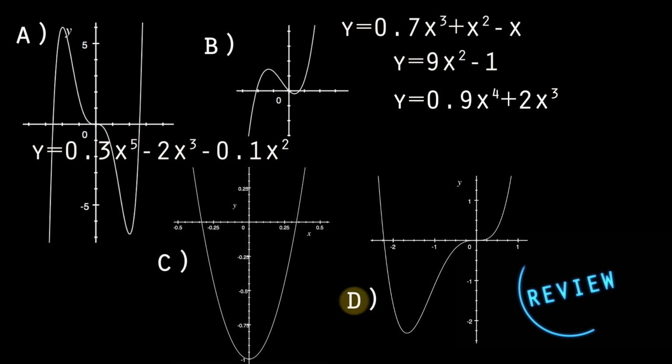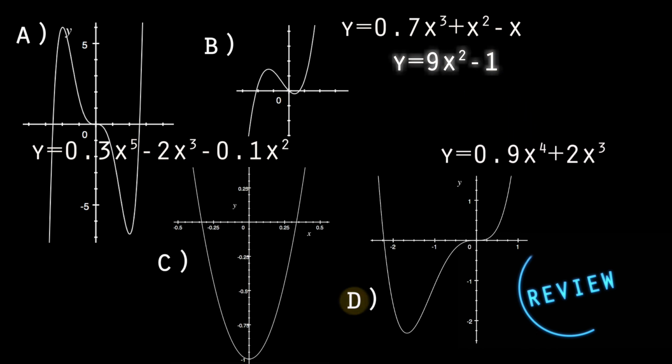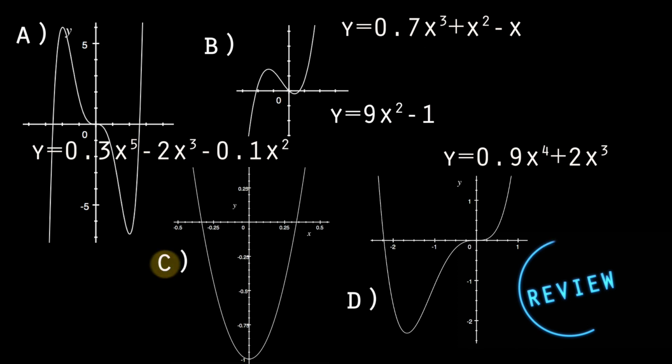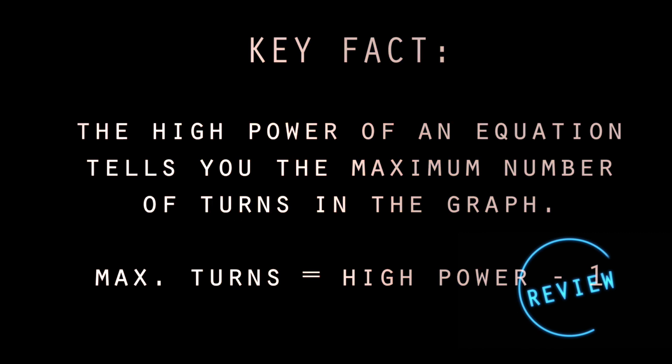That matches this then. And finally, this one has a high power of 2, it's quadratic, so it has 1 turn. It's a smiley face, in fact. We saw that last time in the last video. All of them, you'll notice, the high power in the equation is 1 more than the number of turns in the graph, because if you take away 1 from the high power of an equation, that will tell you the maximum number of turns in that graph.